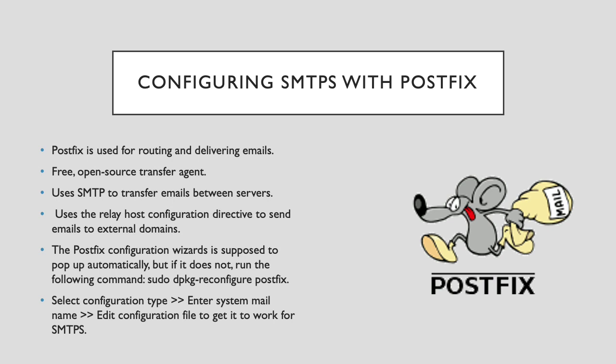The Postfix configuration wizard is supposed to pop up automatically, but if it does not, run the following command: sudo dpkg-reconfigure postfix. To begin the configuration, you must first select the configuration type, and then the next step is to enter the system mail name, and then you must also edit the configuration file to get it to work for SMTPS.